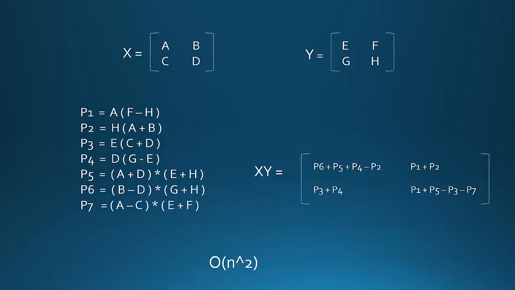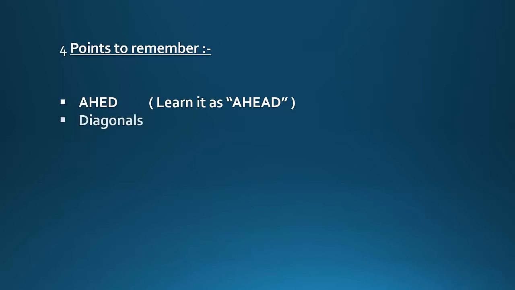So the basic problem that we get is how to learn these 7 formulas in a fast way. So I have developed my own way to learn these 7 formulas. You just need to remember these 4 points in order to learn and derive these 7 formulas P1 to P7. First one is ahead. Make a note that the spelling is AHED, but you can learn it as ahead. Then we have diagonals. Diagonals obviously represent the diagonals of the matrices, last CR and first CR. C represents here column, R represents here row.